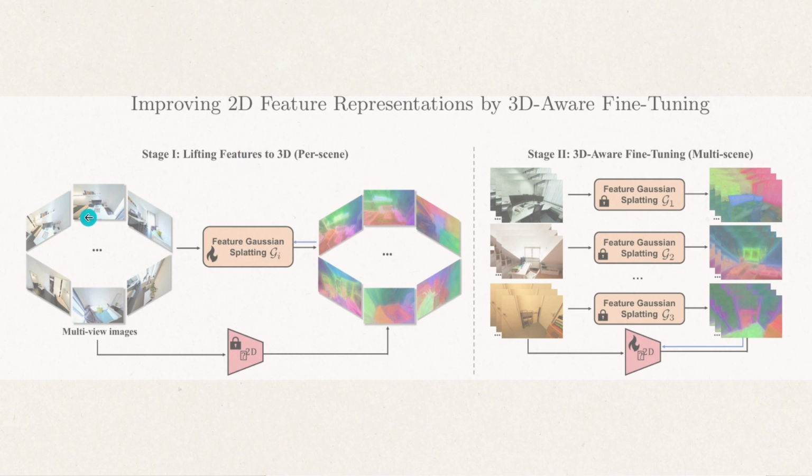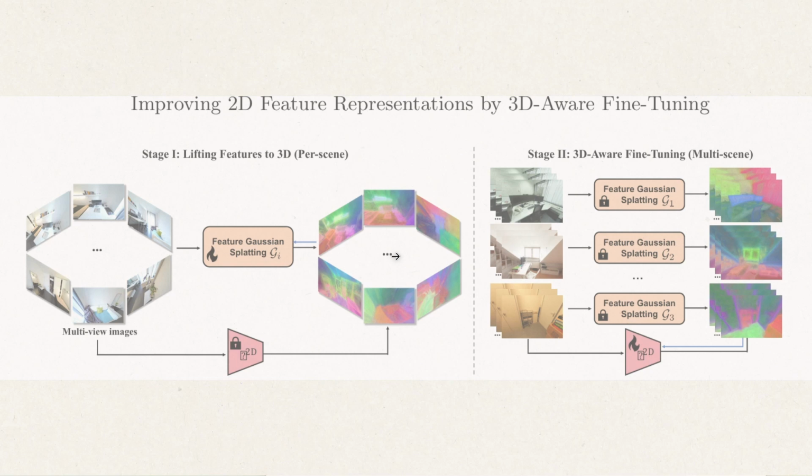So we have various images. Actually, these are multi-view images of the same scene taken from different angles. We pass each of these images through a pre-trained model like DINOv2, and we get these rich 2D feature maps as you can see here. Now, this is the cool part. They reconstruct the scene as a collection of 3D Gaussians.